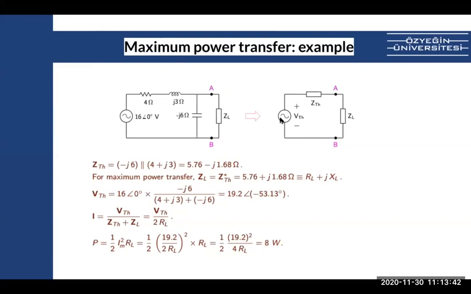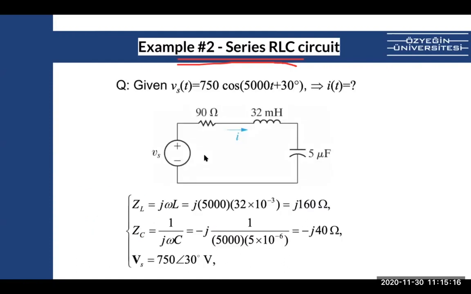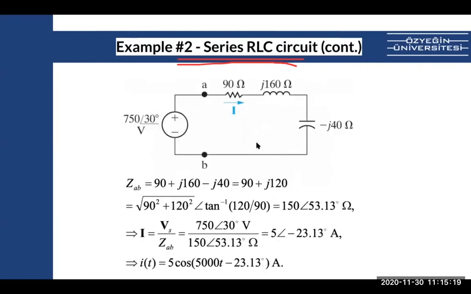So let's go to the next one. There's an example here. There's a voltage source and a bunch of impedances. It asks you what ZL should be, right? So what you do is you find the Thevenin equivalent of the circuit, and then ZL becomes just the conjugate of that Thevenin.